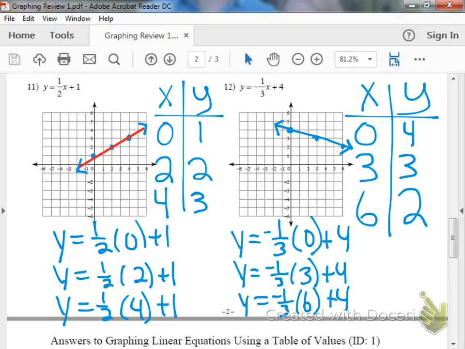Before you leave class, I need to see that you did this worksheet. If you are missing a graph, you are finishing it for homework. Any questions?